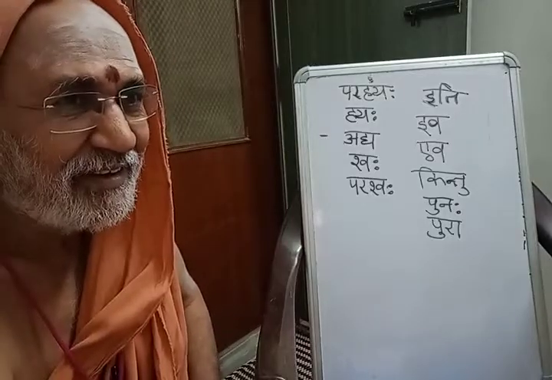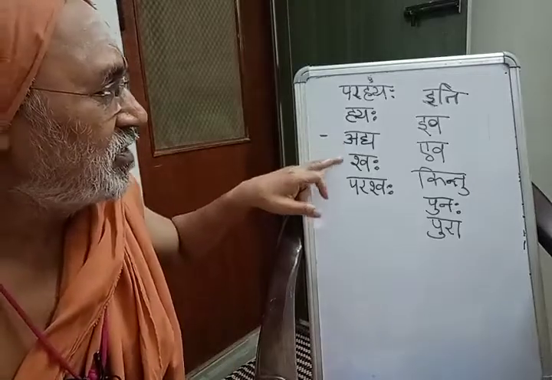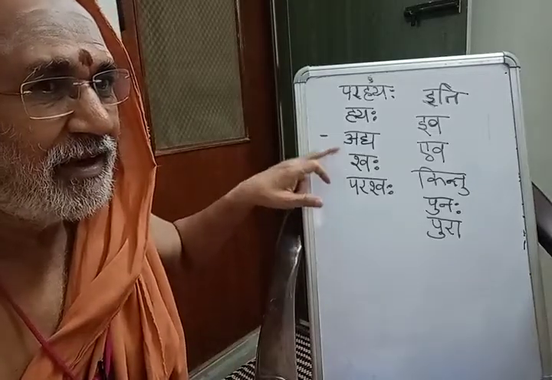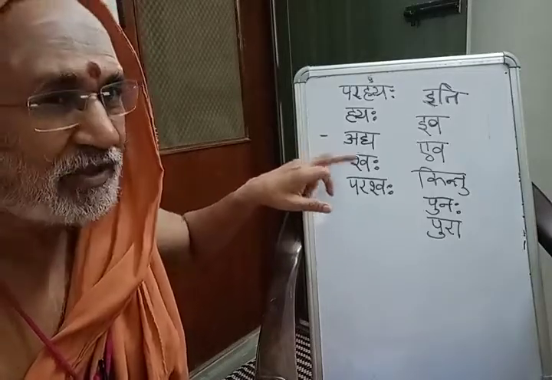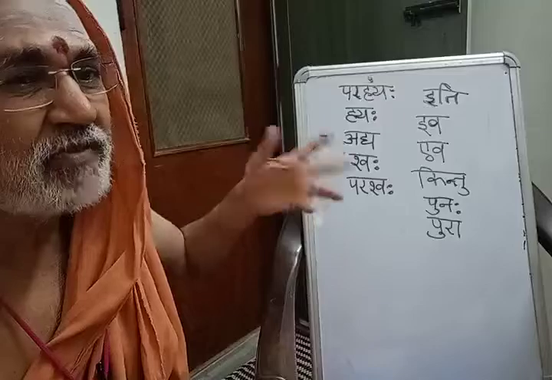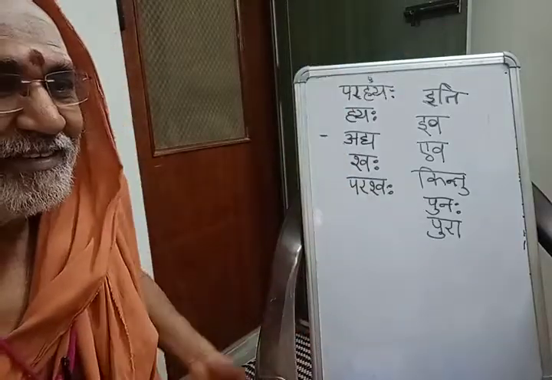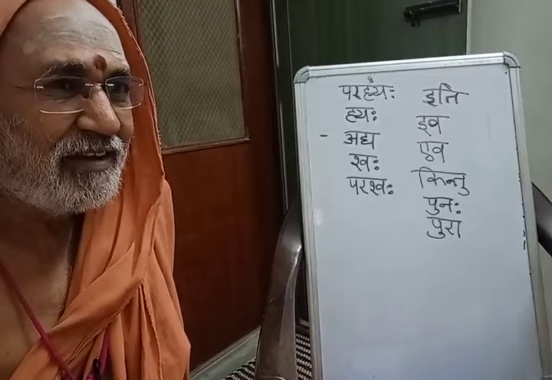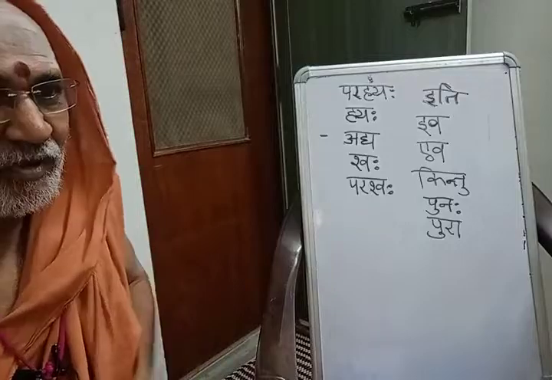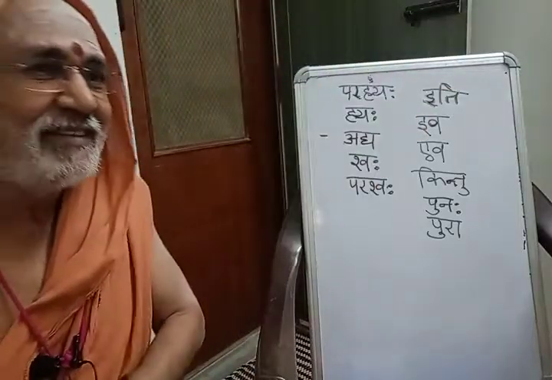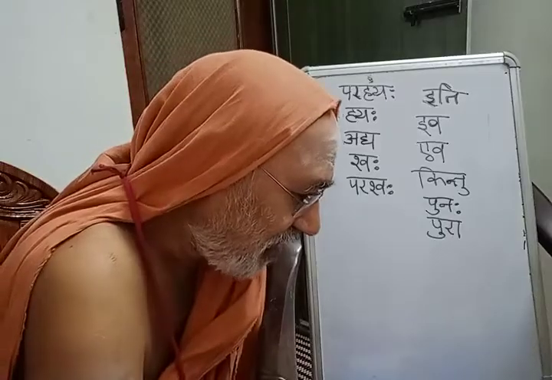Ramova, Krishnova. Adyava, shvova. What does it mean? Adyava, today or tomorrow. Either today or tomorrow. Adyava, shvova. Shvo, sandhivika o. Atrava, tatrava. Either here or there. Adhunava, tadava. Like that. Va means or.